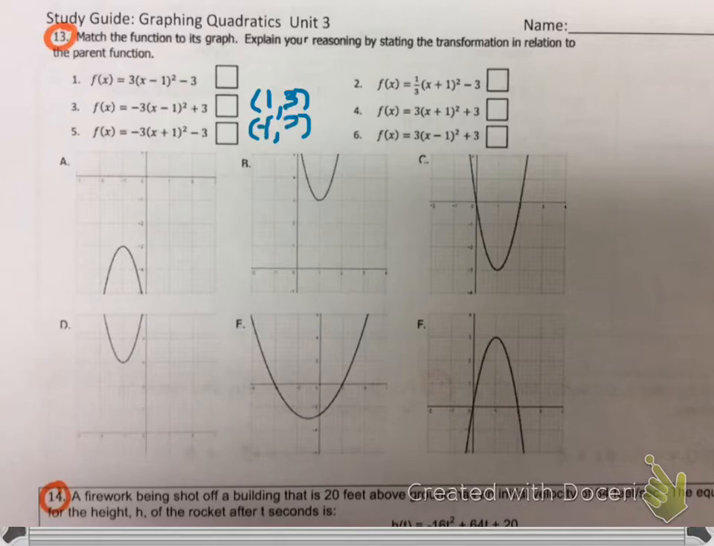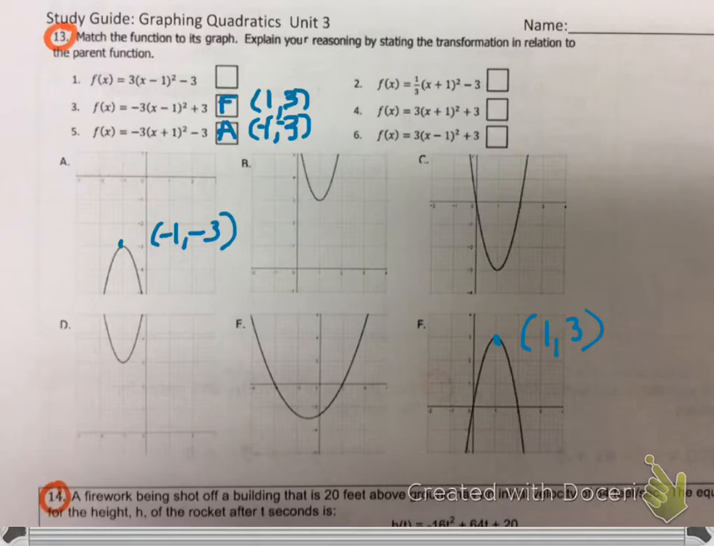number stays a -3. So if I look at my pictures, I notice that the ones that are going down are part A and part F, and in part A, the vertex is right here at -1, -3, so that matches answer 5, so this would be A. And then let's check part F, which is going down, has a vertex of 1, 3, which matches answer 3, so this is F.